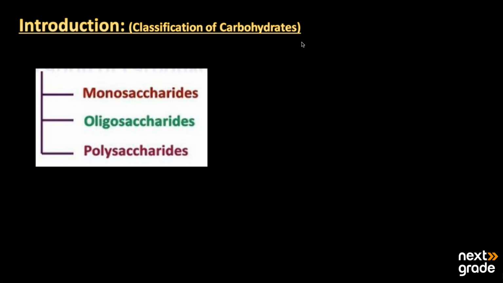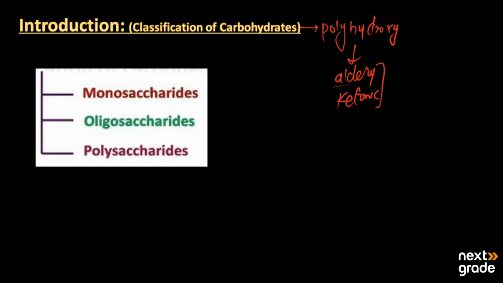So the topic we will discuss today is the classification of carbohydrates. Carbohydrates have been mainly classified into three main branches. Before that, carbohydrates are simple polyhydroxy compounds that may contain two functional groups. They may have an aldehyde group, or they may have the ketonic group. It depends upon the type or the nature of the compound.